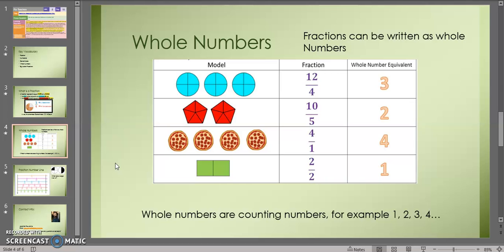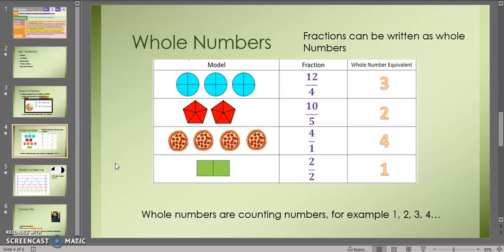In this slide, students may be familiar with whole numbers. Whole numbers are counting numbers, for example, 1, 2, 3, 4, and so on. Having students make a connection that fractions can be written as a whole number is important when writing a fraction and simplifying it to a whole number.